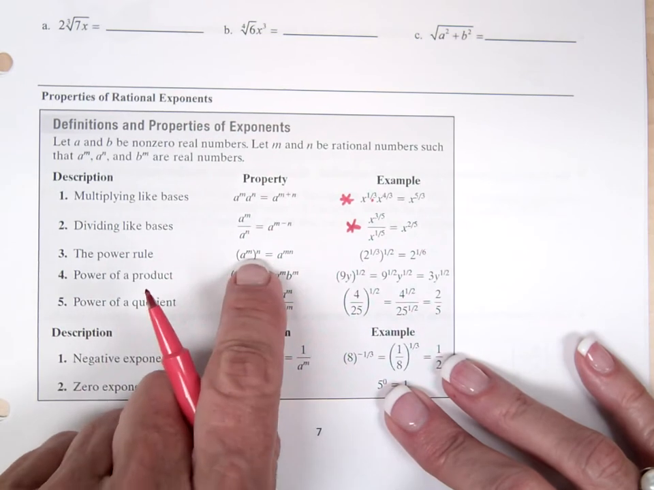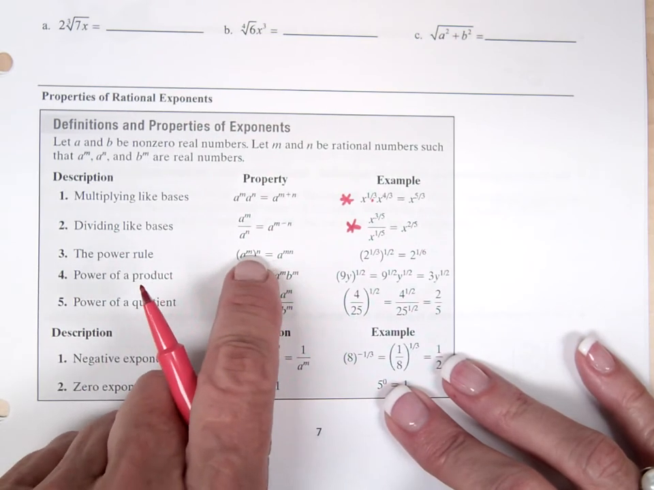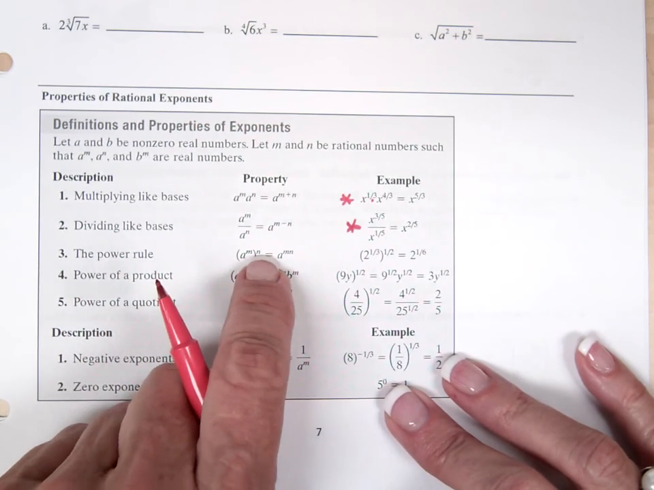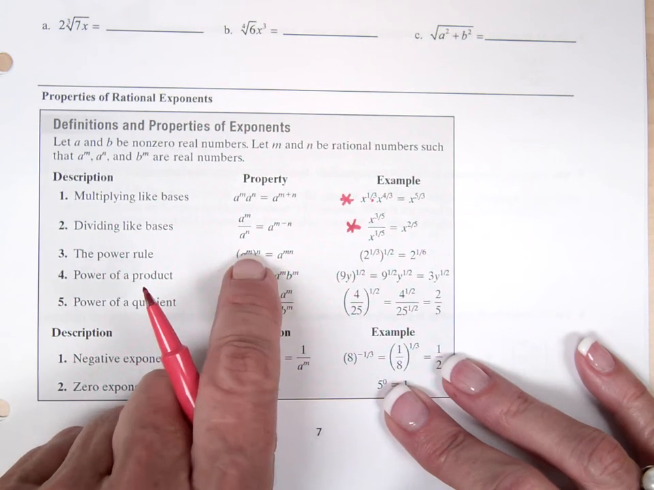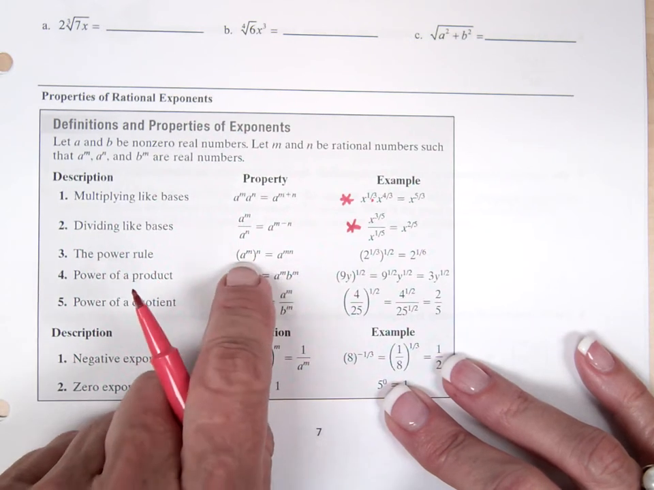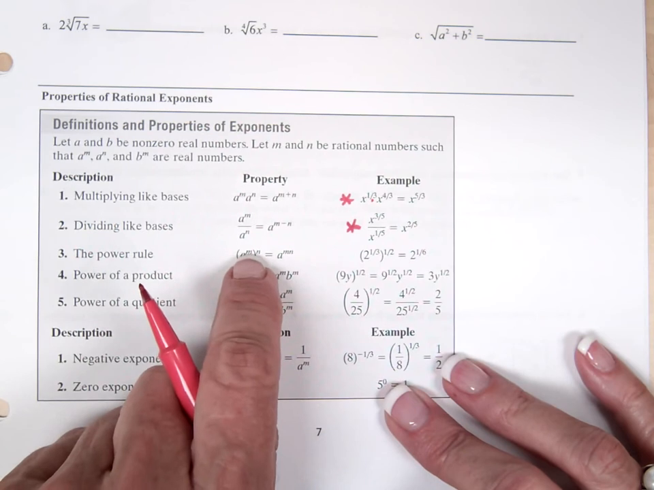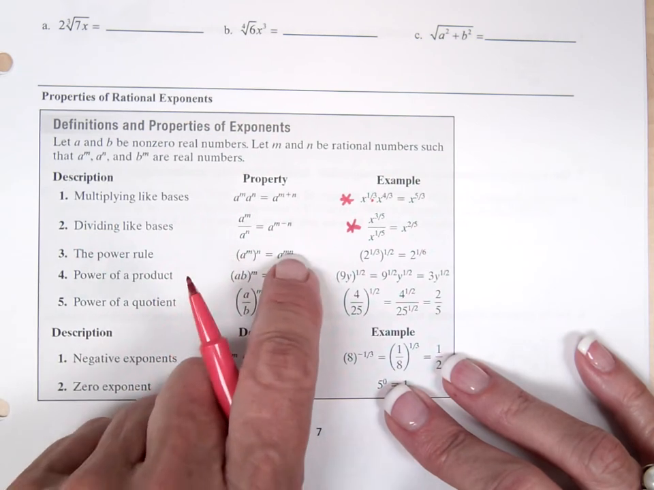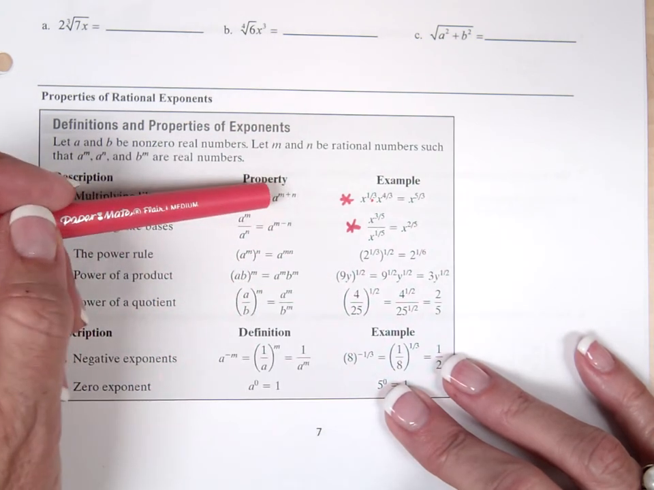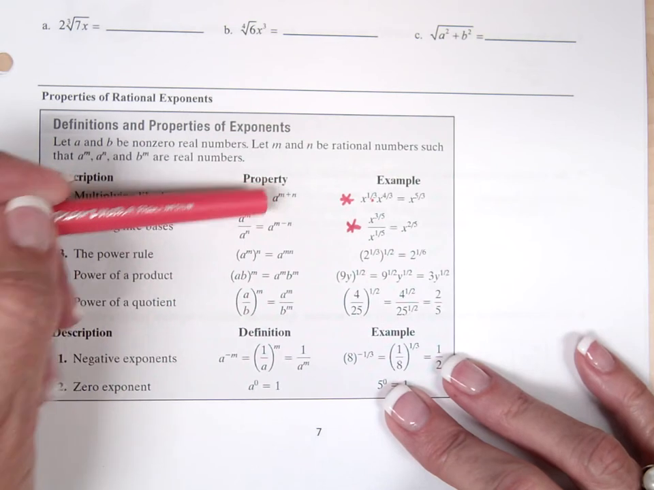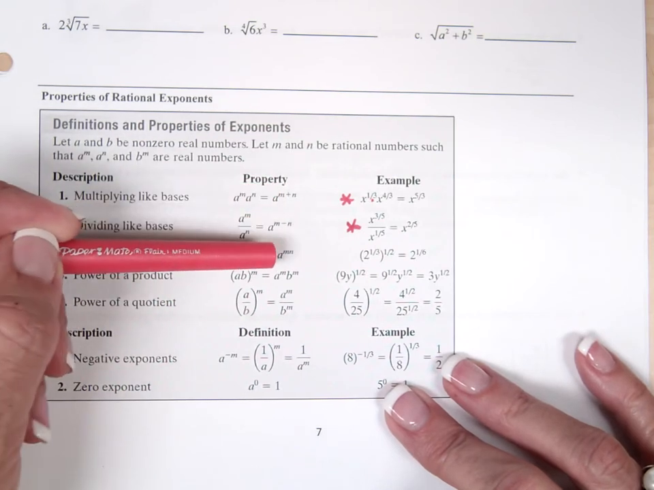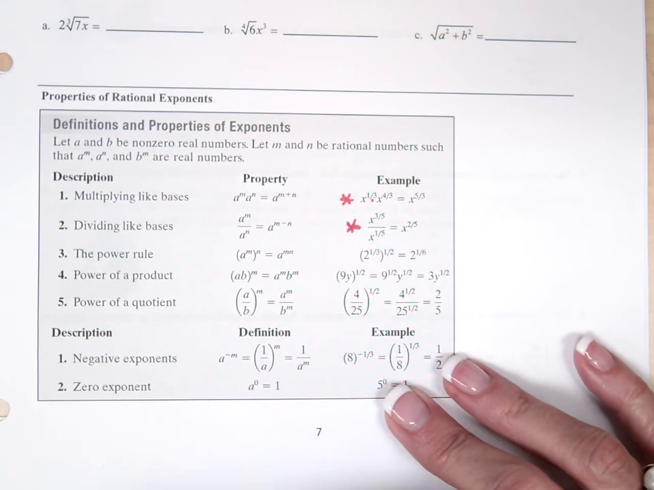Raising to a power, we learned in chapter 4, when it's raised to a power, which means there's a power outside parentheses, we multiply the exponents, so the base stays a, and then we do m times n. So look at all the different operations. Multiplication we add, division we subtract, raising to a power we multiply.